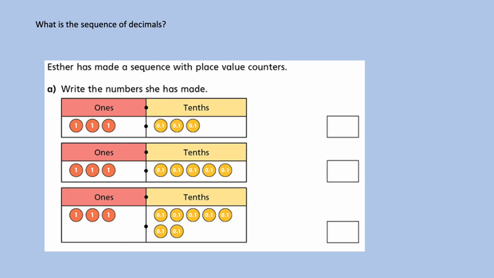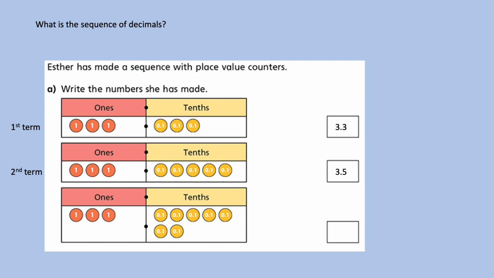Now, we are going to start off with a question, okay? And it is, what is the sequence of decimals? So, the first box in the place value chart, there are 3 ones and 3 tenths. So our answer is going to be 3.3. And now that is the first term of our sequence. In the second place value grid, just underneath, there are 3 ones and 5 tenths. Can you see that? 1, 2, 3, 4, and 5. So the second term is going to be 3.5.